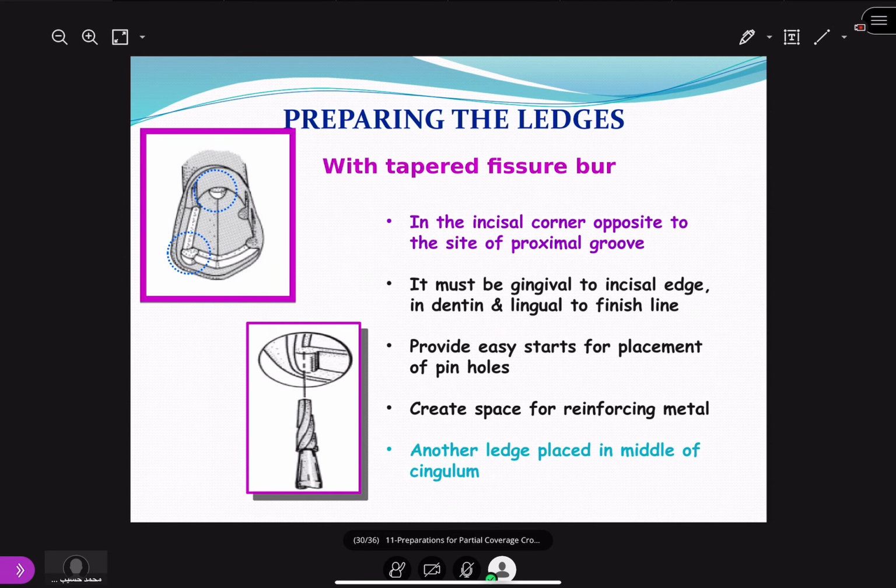When you have finished with the proximal groove and the proximal flare, then prepare the ledges. With a tapered fissure bur, you make a ledge where you make the pinhole. The incisal corner opposite to the site of the proximal groove must be gingival to the incisal edge, indenting and lingual to the finish line. This provides an easy start for placement of the pinholes and creates a space for reinforcing metal. Another ledge is placed in the middle of the cingulum. So basically these ledges are made around the area where we want to make a pinhole.